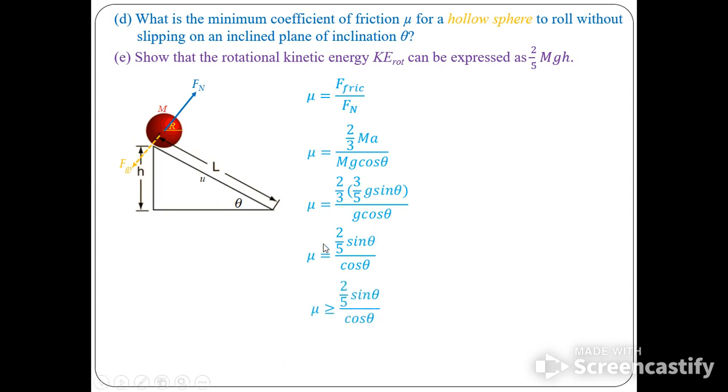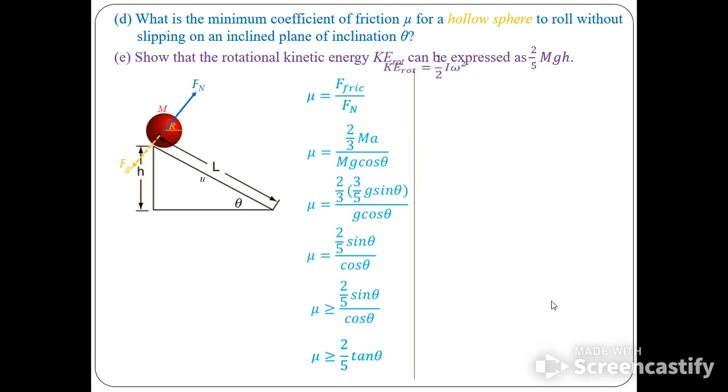But sine and cosine reduce down to tan. And then what I did here, since the question asked for minimum, I just changed the equal sign to a greater than or equal to symbol. Technicality stuff, it doesn't really matter as long as you know what's being asked of you. In this case, the minimum, so anything greater than that works. So sine over cosine is tangent. So really the expression for the coefficient of friction is 2/5 tan theta, whatever theta is, okay?